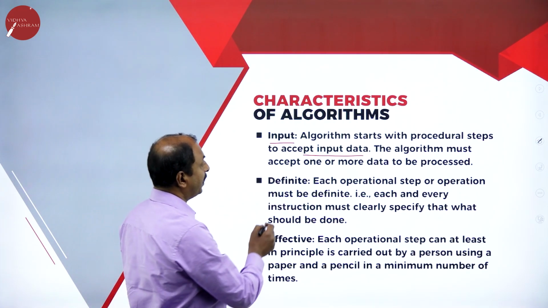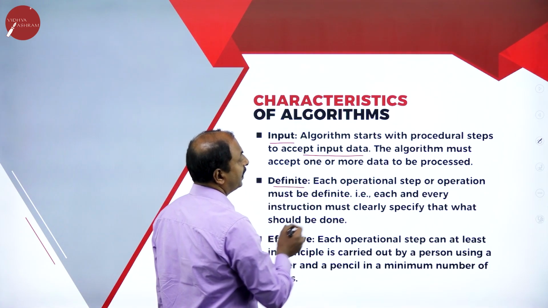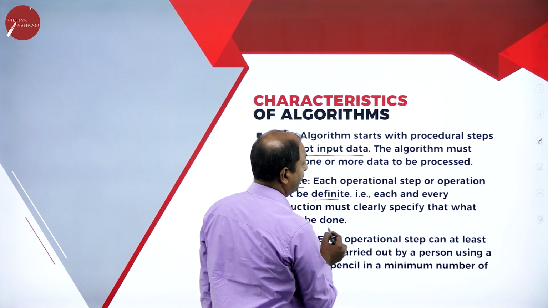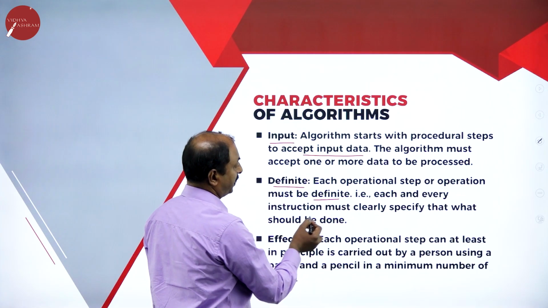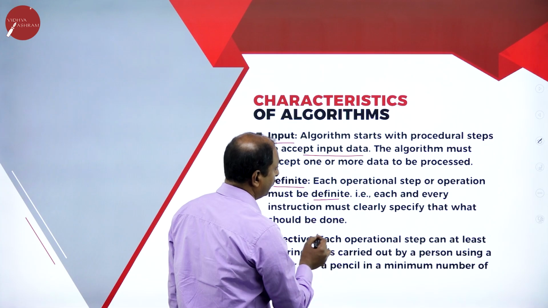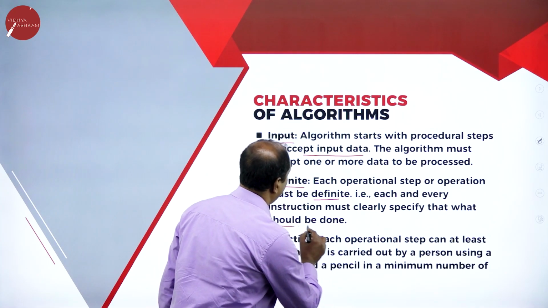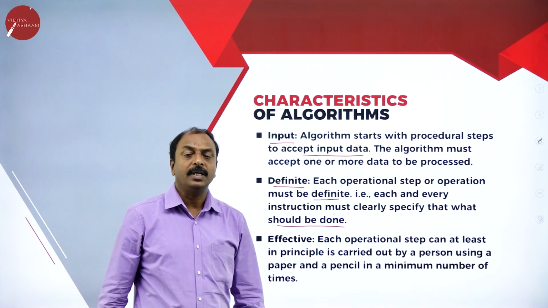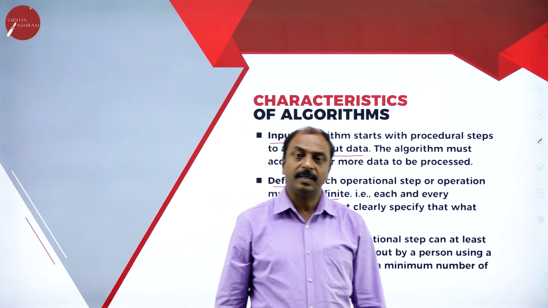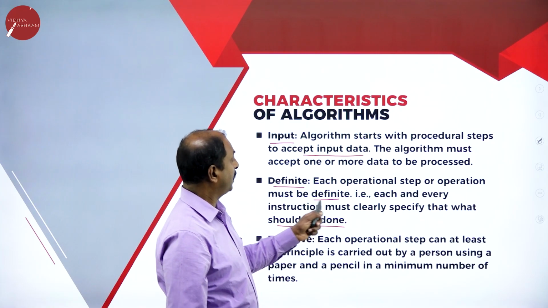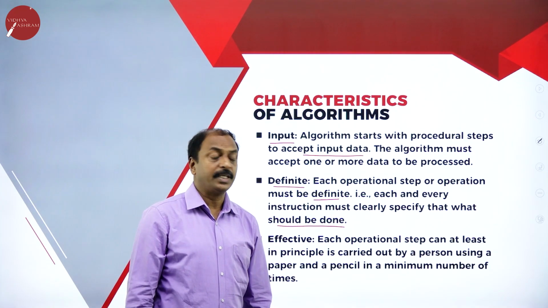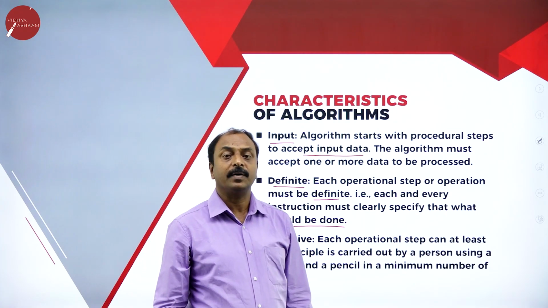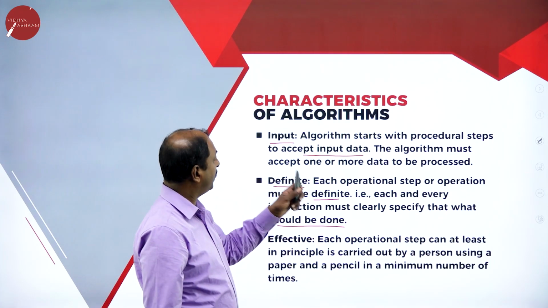Next one is definite. What is definite? Each operation must be definite, that is each and every instruction must clearly specify what should be done. The meaning of definite is that each and every statement in a program or in an algorithm must be very clear, in a particular syntax, and complete. That is the meaning of definite.